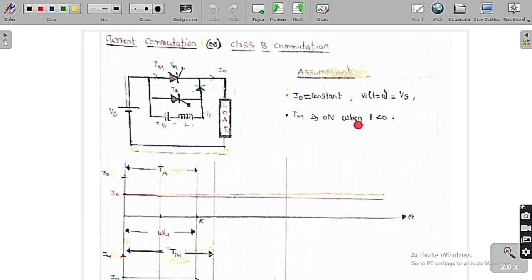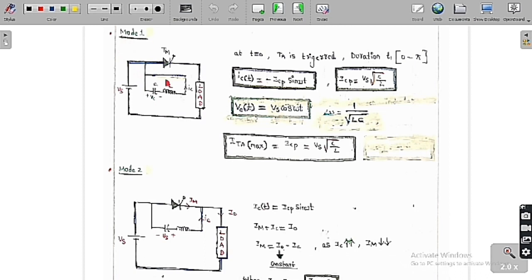And Tm is on when t is less than 0. See, before time less than 0, only Tm is on. So by using some external circuit we should turn off Tm. So Tm is on when time is less than 0. After t greater than 0, by the help of the circuit arrangement we should turn off this thyristor. So now we are going to do the analysis of this circuit.